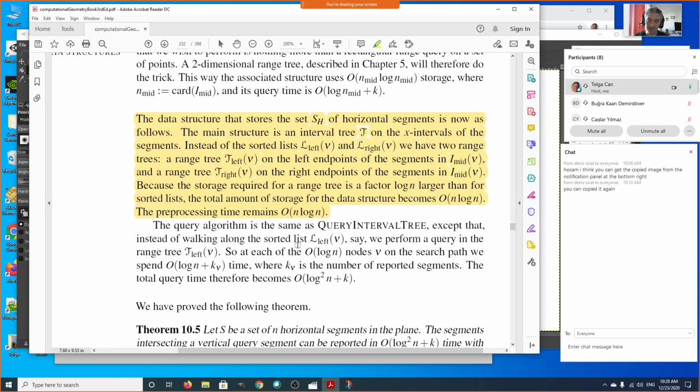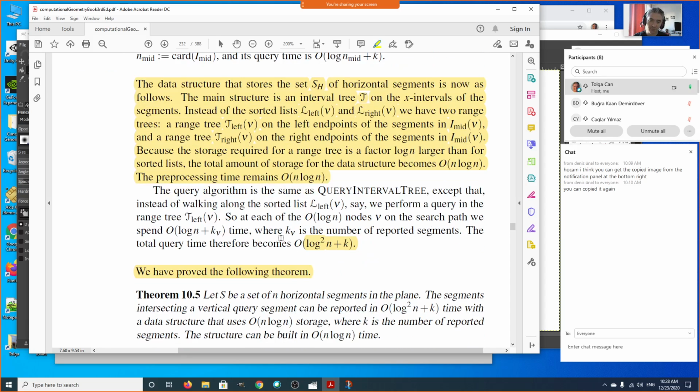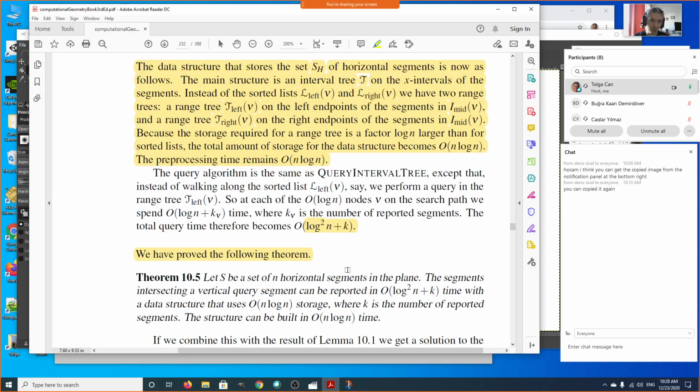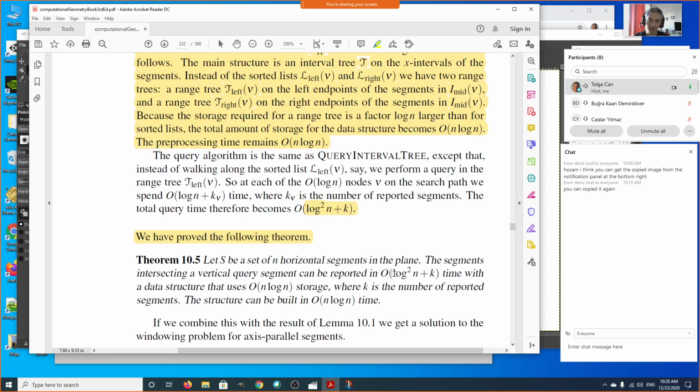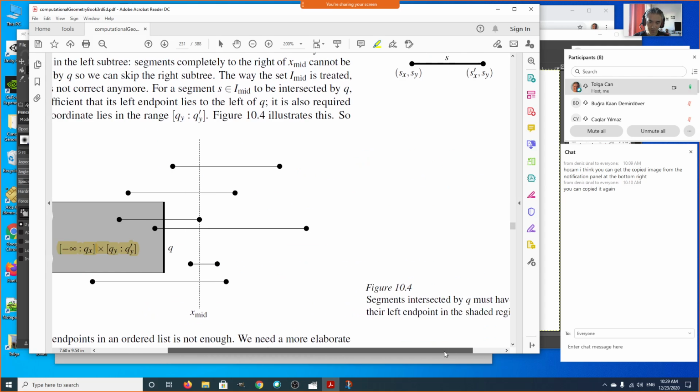So this is the final outcome of this first part of today's lecture: with O(n log n) storage, and the structure can be built in O(n log n) time, we can query whether these horizontal line segments are intersecting our query window in O(log square n plus k) time.